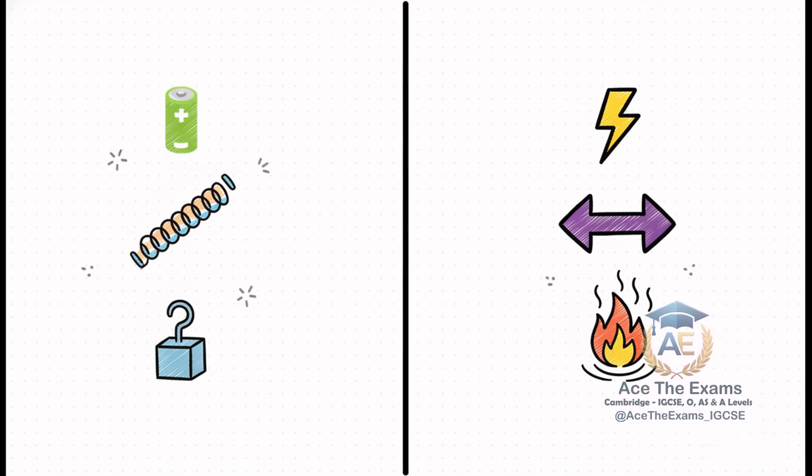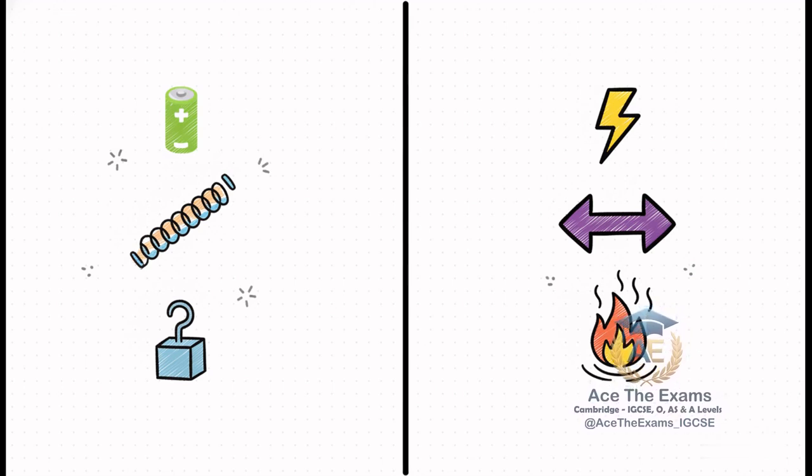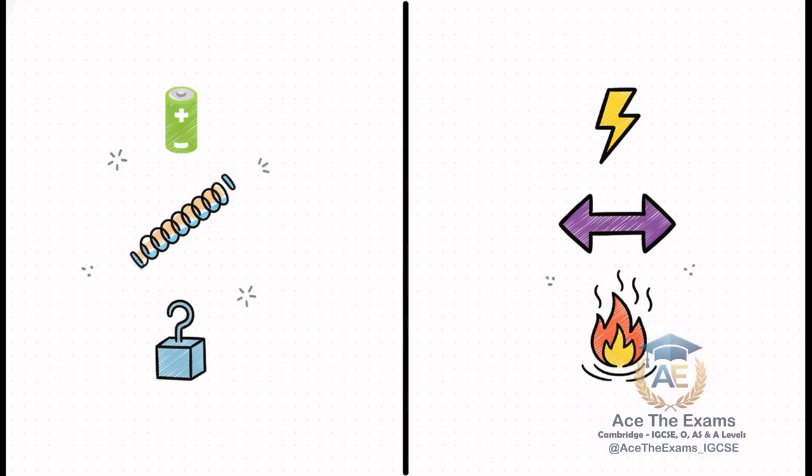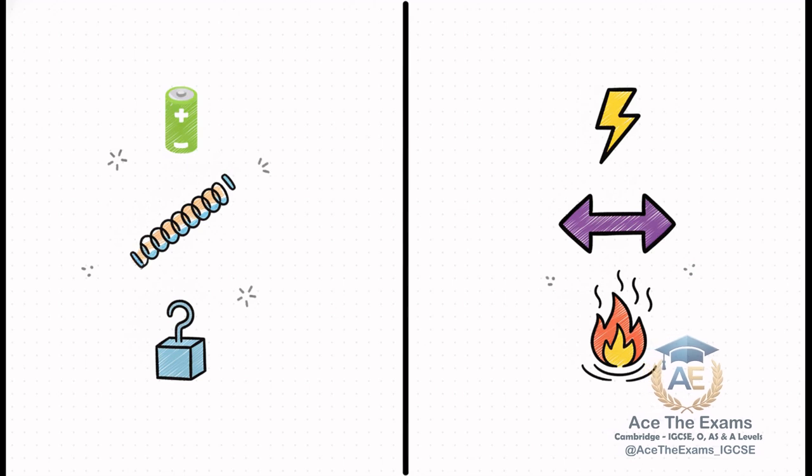Now, shift your eyes to the right side, energy transfers. These are the active pathways: forces, electrical currents, heating, and waves. You must never, ever mix up the left side with the right side. A store is not a transfer, and a transfer is not a store.